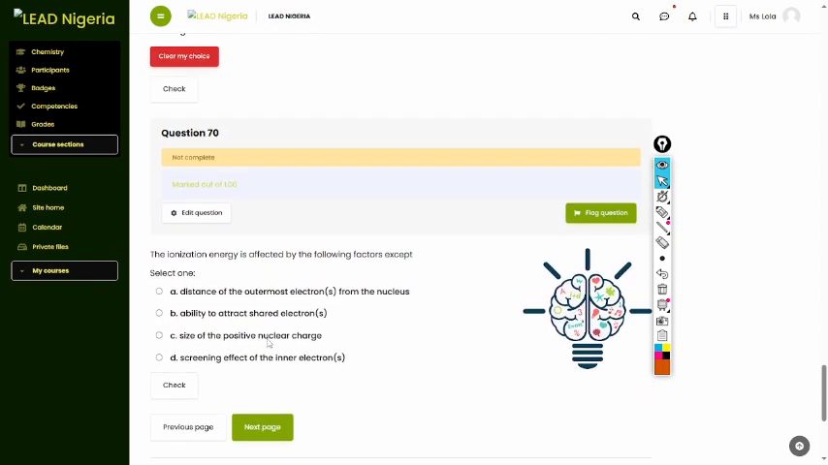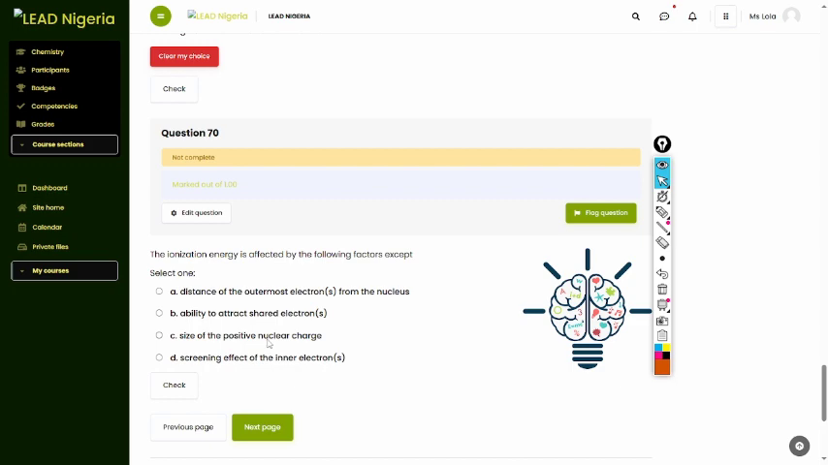The ionization energy is affected by the following factors except. Okay, so what affects the ionization energy of an atom? The ionization energy is the energy required to remove a loosely bound electron in the outermost shell of an atom to form a positive ion. So the factors that affect the removal of the electron in the outermost shell are the distance of the outermost electron from the nucleus.